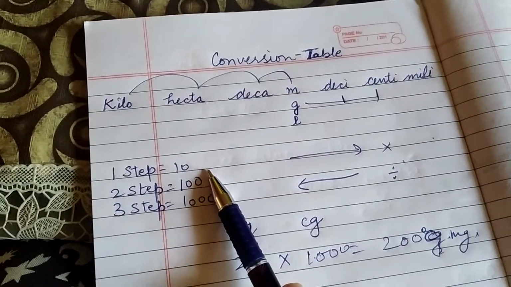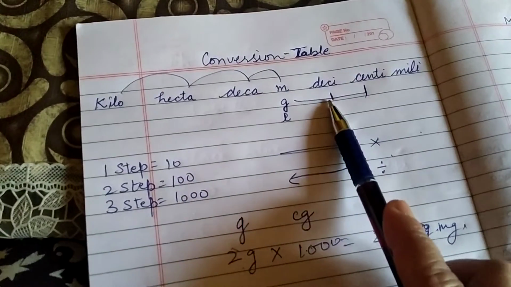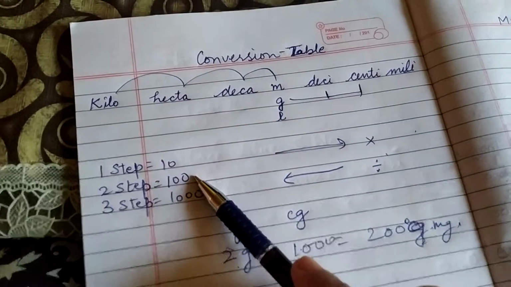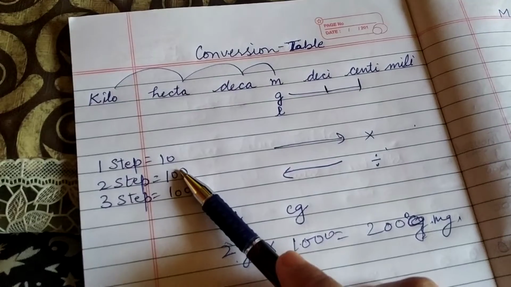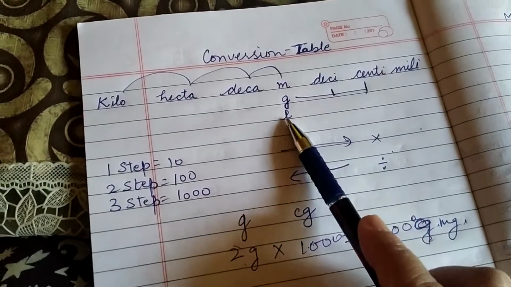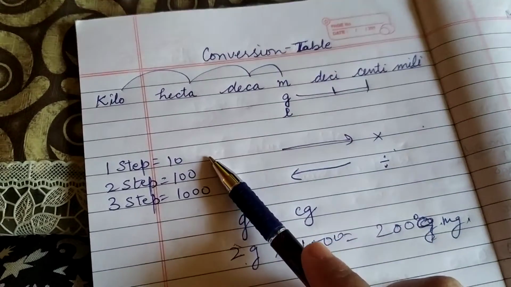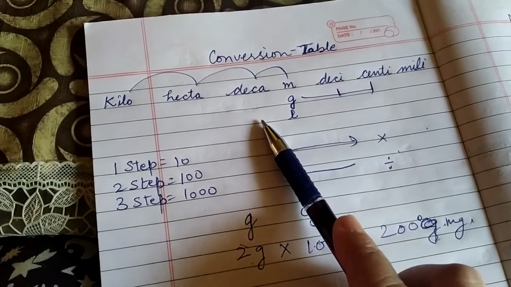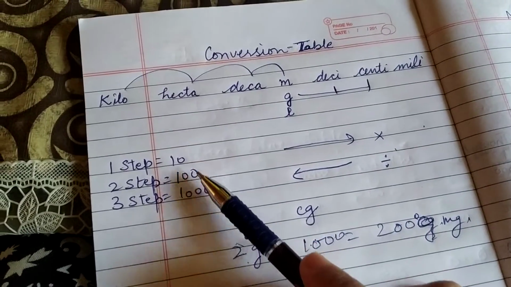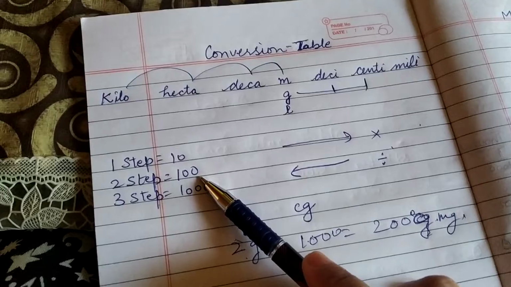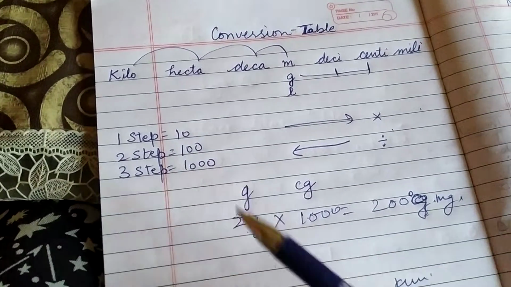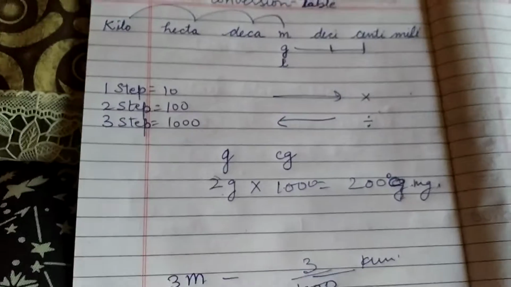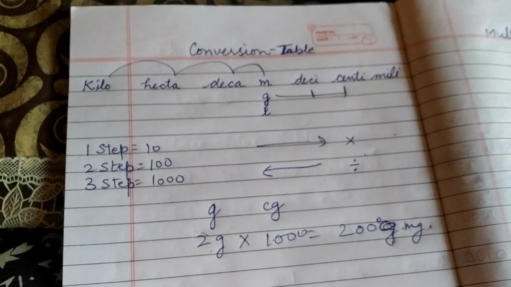If you are taking only 1 step, converting meters into decimeters, you will multiply by 10. Converting meter into decameter, you will divide by 10. If we are taking 2 steps, take 100. 3 steps, take 1000. So this way you can convert one unit into another unit.